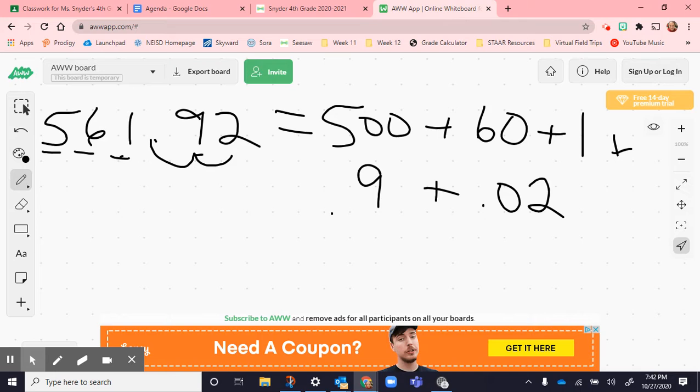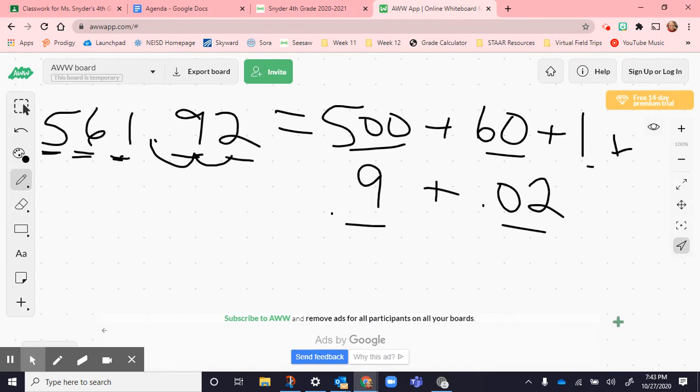Each time I say that, I'm going back over here and glancing. So 500, I see the 5's in the hundreds place. 60, the 6 is in the tens place. 1, the 1 is in the ones place. 9 tenths, the 9 is in the tenths place. 2 hundredths, the 2 is in the hundredths place. As I'm doing that, I'm self-checking to make sure that I did that correctly.